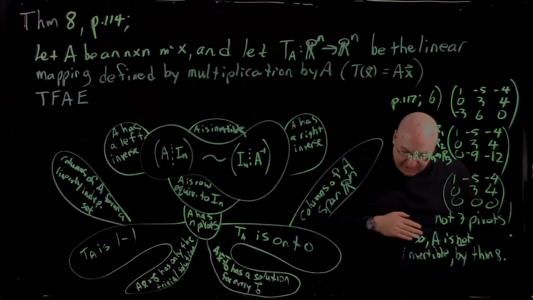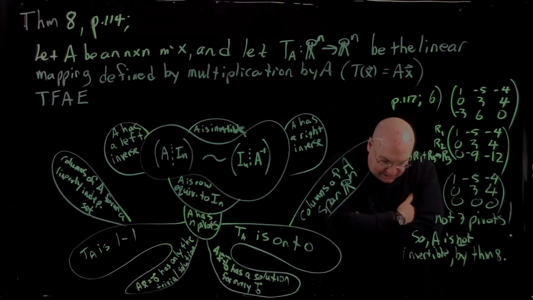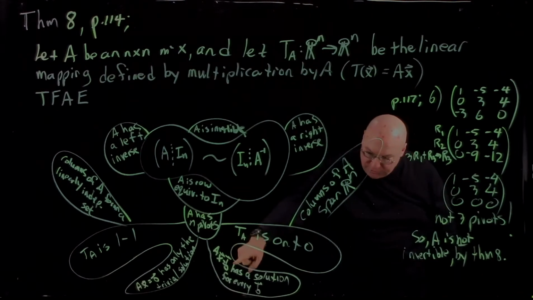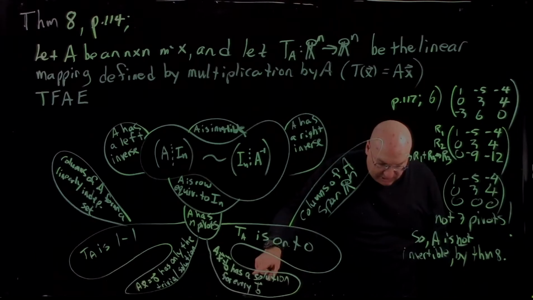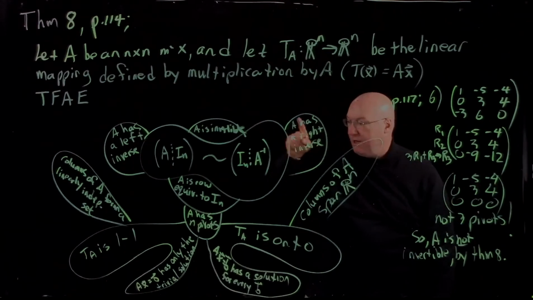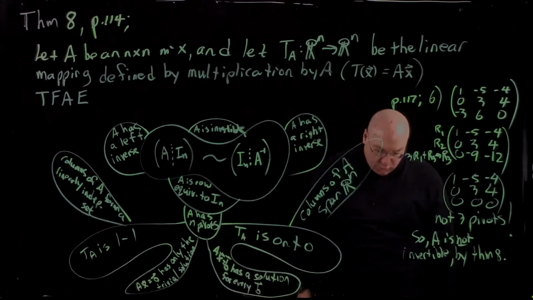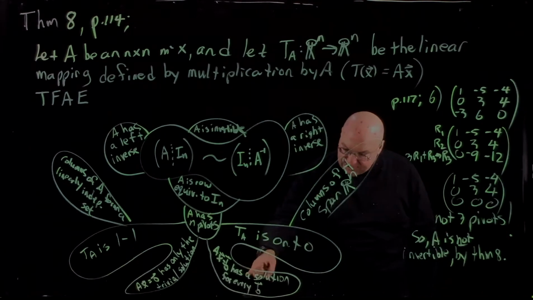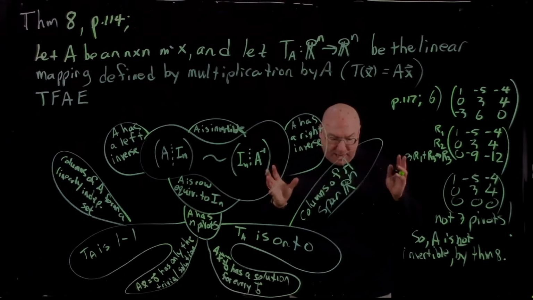Part E, if there is a b in Rn such that the equation Ax equals b is inconsistent, so this does not happen. This is false right here. Then the transformation x to Ax is not 1 to 1. Well, look at that. This is not true. Therefore, this is not true. T sub A is 1 to 1. So that is, in fact, a true statement. If this is false, then that is false. That's what it's saying. So think of that very carefully. You've got to unpack that a little bit.